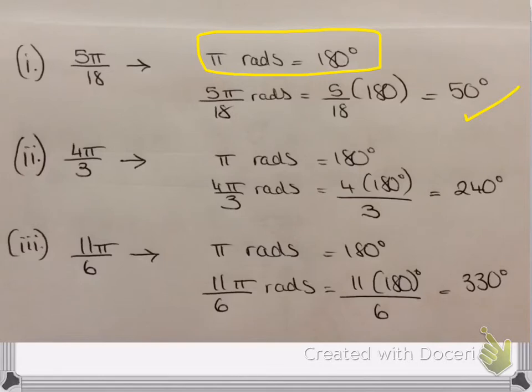Next one, 4 pi over 3 radians. Again, your starting point, pi radians is equivalent to 180 degrees. If you want to get 4 pi over 3 radians, you're multiplying both sides by 4 over 3. Tidy it up and you get 240 degrees.